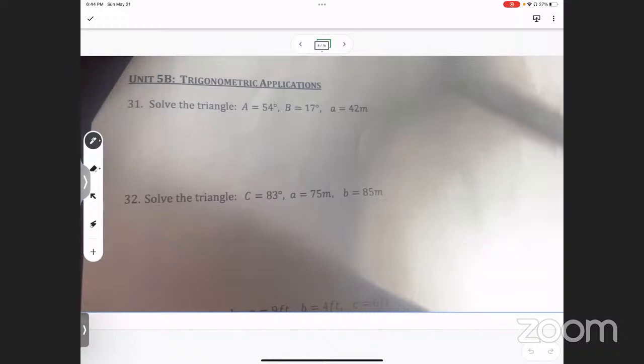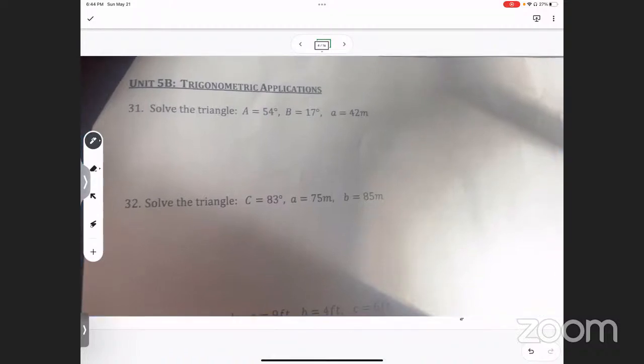Solve the triangle. So draw this out. They're giving you A, so this you can use law of sines. I don't really even have to draw it out. The sine of 54 is to 42 as the sine of 17 is to B. So cross multiply, solve, right? Yeah. So B equals 42 sine of 17 all over sine of 54.